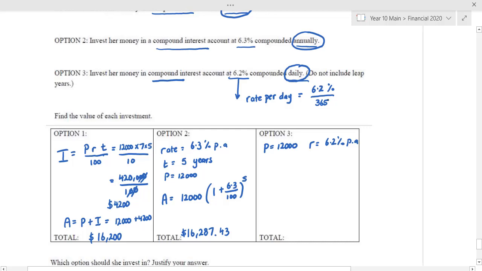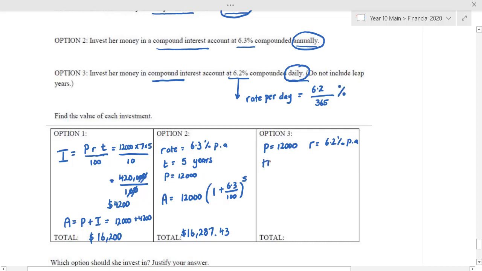Now, here's a really important thing. If you start doing the rounding off early, you're going to get a different result. So for that rate, I'm just going to leave it as 6.2 over 365. I'm going to put it in my calculator and let the calculator do the work. If I do any rounding, it's going to make quite a big difference when we're looking at investments. So let's try to keep it exact. So this is a percentage. It's going to be whatever that is in your calculator.